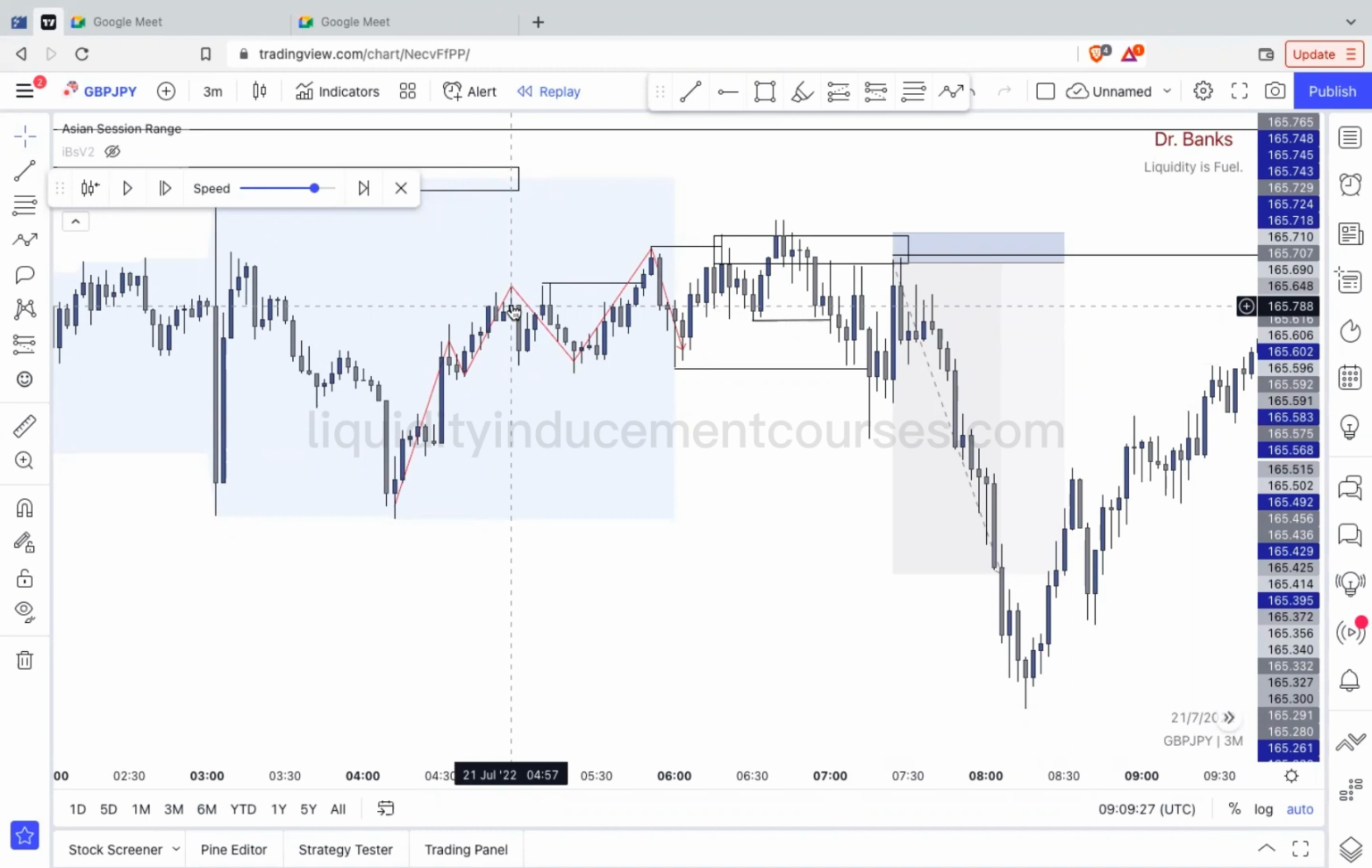Okay, we have actual candlestick structure and then price action structure. Sometimes we are overly carried away with candlestick structure. We cannot consider this a swing low.